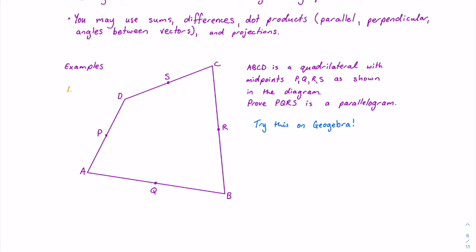Now it's got midpoints P, Q, R, and S as shown in the diagram. So P is the midpoint of AD, Q is the midpoint of AB, R is the midpoint of BC, and S is the midpoint of CD. Now, none of these are actually vectors at this point, but we can think of them as vectors. Now we have to prove that PQRS is a parallelogram, and it's definitely well worth doing that on something like GeoGebra. In GeoGebra, you can plot 4 points, join them up as a quadrilateral, find the midpoints and join them together. So that's the first thing I want to do here, is actually join those together.